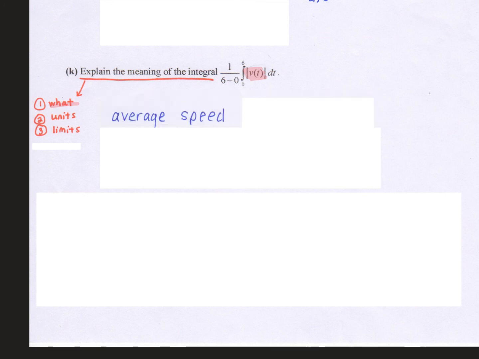The next part of my explanation is the units. I know that speed is measured in meters per second, so it's speed in meters per second. And my third component to my explanation is what the limits mean in the context of the problem, and that is just a time interval. So from t equals 0 seconds to t equals 6 seconds.